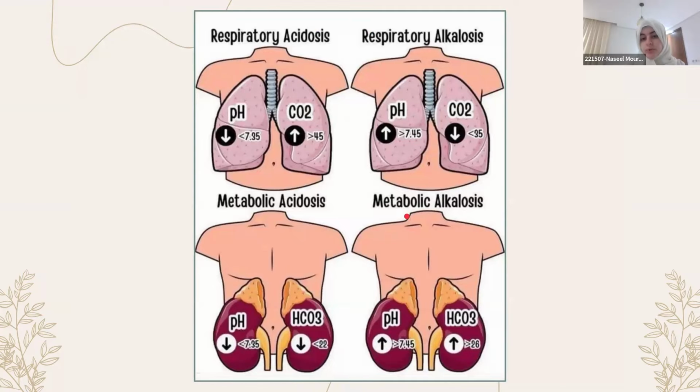Now this is another diagram that I think is very helpful. Respiratory comes from the lungs, metabolic comes from the kidneys or other things. Acidosis means that your pH is going down because you're having an increase in carbon dioxide for respiratory. Alkalosis is the opposite. And for metabolic acidosis, your pH is going down because your bicarbonate is decreasing. So you're having less base, so your blood is becoming more acidic. And the opposite is true for alkalosis.